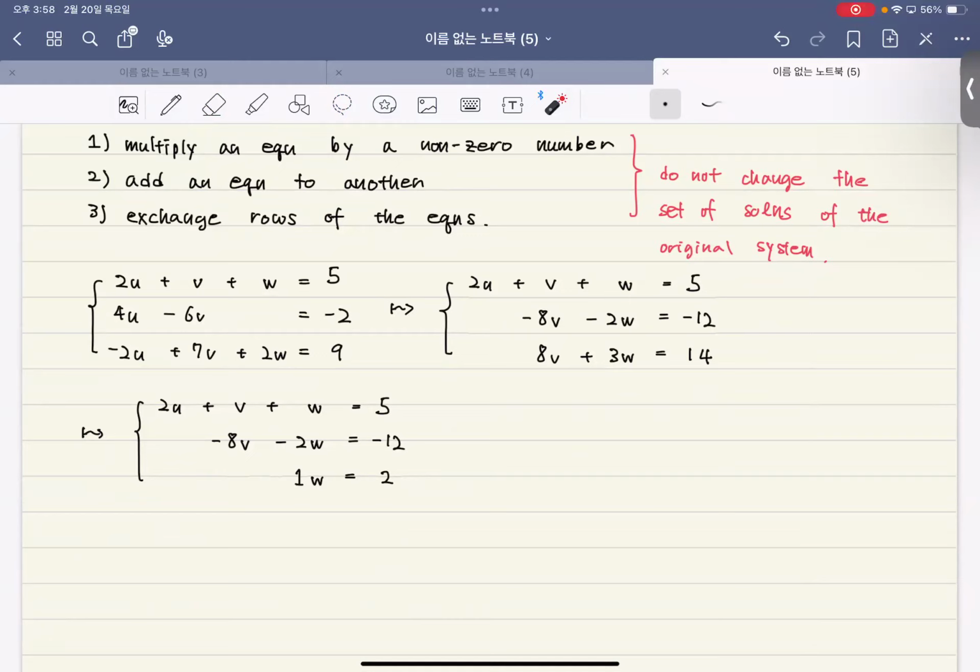Now, is it an upper triangular system? Yes, because every number below the diagonal equals 0. So this is an upper triangular system. And this procedure is called forward elimination.